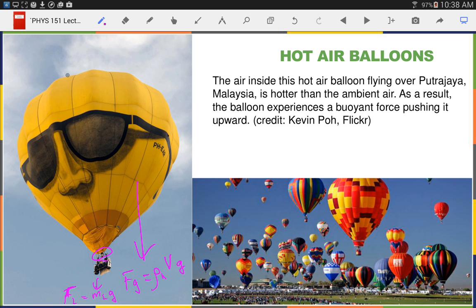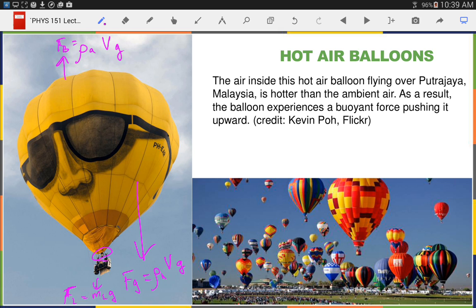The buoyant force. The buoyant force is equal to the density of the air times volume times g. Now that volume is the volume displaced by the balloon. The other volume was the volume of the balloon, so they're the same volumes.